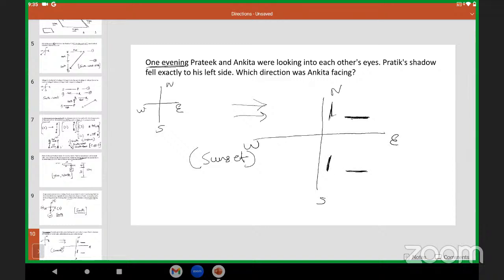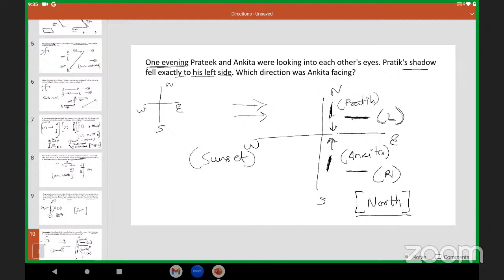Similarly, the person facing north will have his shadow on the right side, and the person facing south will have his shadow on the left side. Now, what they are asking is Pratik's shadow fell exactly to his left side. So the shadow on the left side means this has to be Pratik. And as they were looking into each other's eyes, they were sitting opposite to each other, so Ankita has to be over here. Which means Ankita is facing north direction.